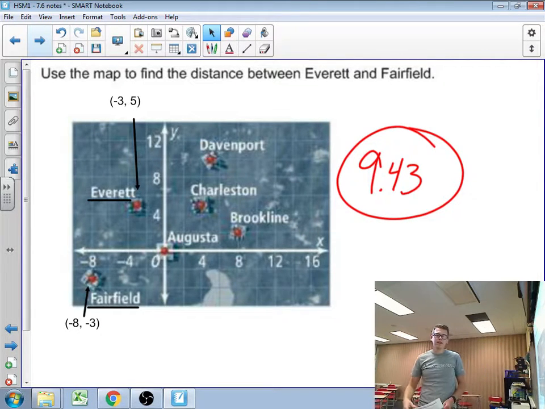If you have any issue finding that, you need to let me know, and then I will create some intervention materials or something to help you figure things out. So that is the end of 7.6, the end of chapter 7.